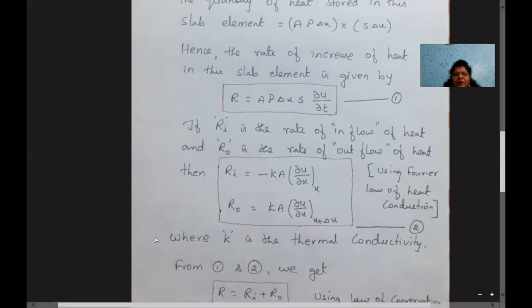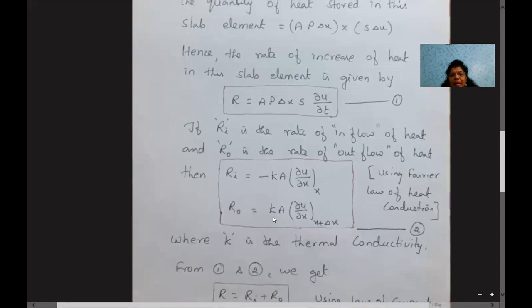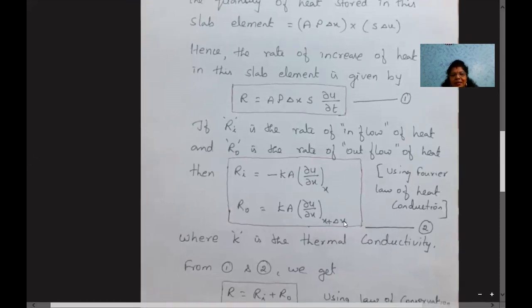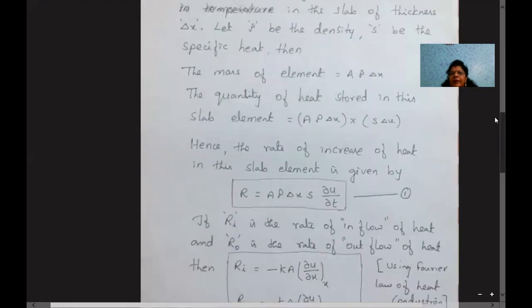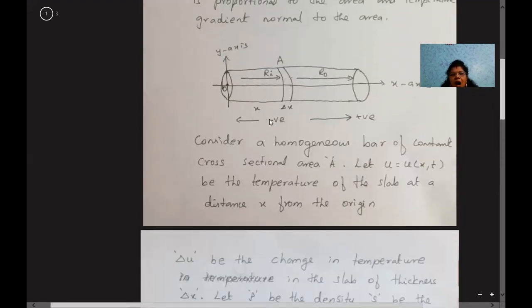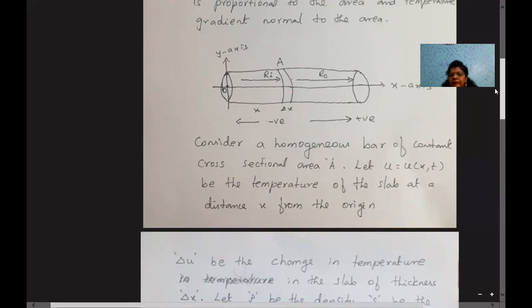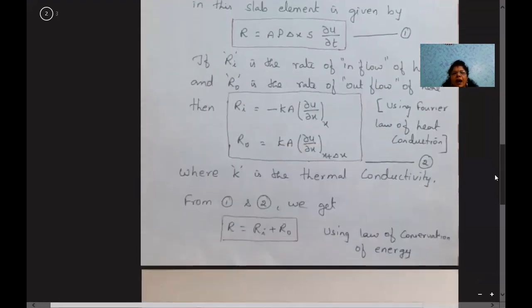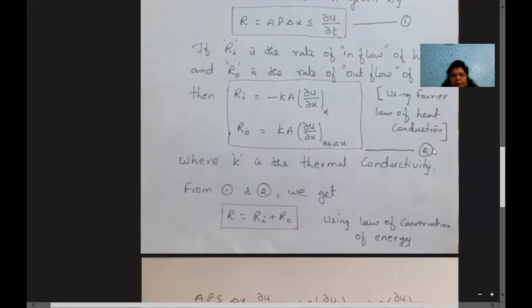Using the Fourier law of heat conduction, we have Ri is equal to minus Ka into dou U by dou X at X, because Ri is inflow into the slab at the point X. Ro is nothing but Ka into dou U by dou X at X plus delta X, because it's outflow at the point X plus delta X. Why have the negative and positive signs been written in the figure? Outside means negative, inside means positive. Ri and Ro together I am keeping as equation number 2, where K, the constant, is called the thermal conductivity.